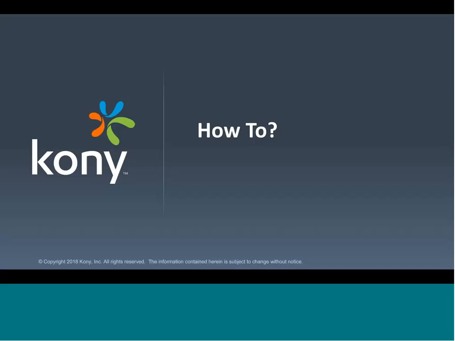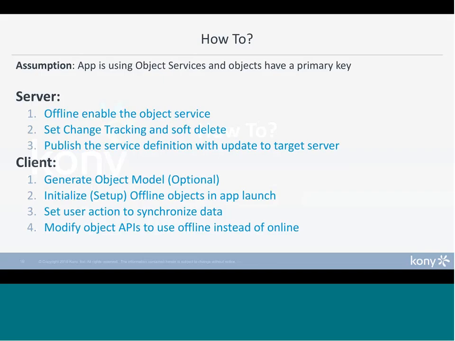So now that we have talked about what offline objects is and what all it can do, the question is, how do I make an app into an offline app, right? I have an existing app, how do I make it into an offline app? As we said, the prerequisite is that the app has to be using object service. If it is not using object service, you can convert your integration service into an SDO, and that way make it into an object service and use it.